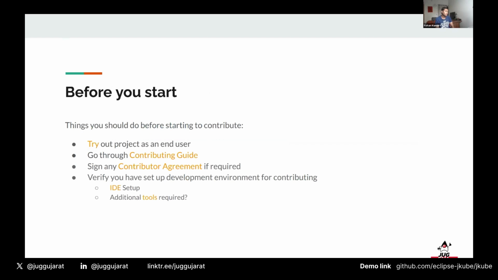All right. So you found the project, you understood what it does. Before you start making code changes, I would like to stop you, because in my opinion, before you actually contribute, you should do these things. First, I think I already told you that you should try out the project as an end user, see what this project does and what it's about, before actually creating a pull request and making changes.